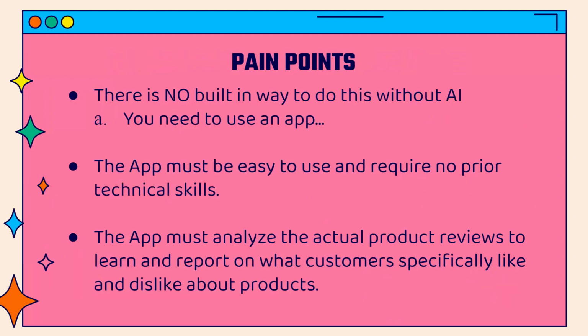And there are some pain points to do this. Obviously, there's no way to do this without AI. You'd have to basically spend an infinite amount of time reading every single product page out there and finding all the products, reading the reviews, analyzing the reviews. So I'm going to show you the app or the AI that's going to do this. But more importantly, it needs to be easy to use and require no prior technical skills. You don't need to be a programmer or coder to implement the AI here.